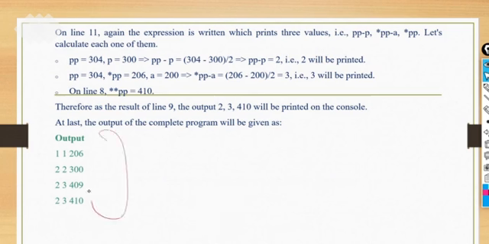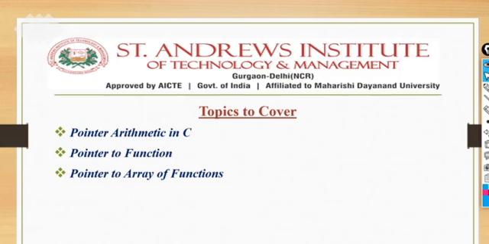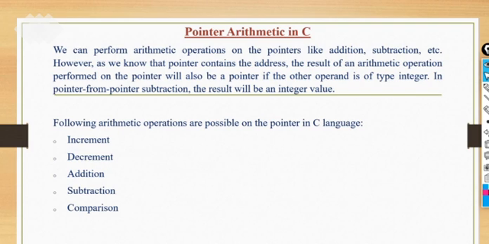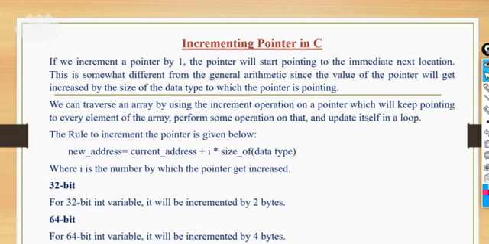Okay, so next we have today's topic, pointer arithmetic. What is pointer arithmetic? As we know, arithmetic operators are addition, subtraction, multiplication and so on. Here we will discuss the arithmetic operations on pointers, like increment operator, decrement operator, addition, subtraction, and comparisons, one by one. First we have the increment pointer. Increment means it will increase the pointer value by 1, and decrement will decrease the value by 1.